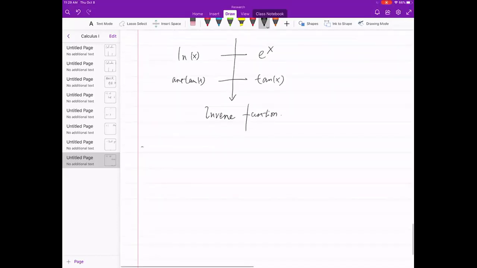That will be what we will cover, which is actually better than this. We can do even better than this. We can do implicit differentiation.